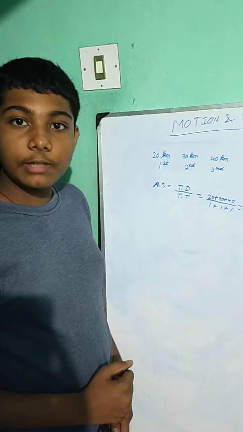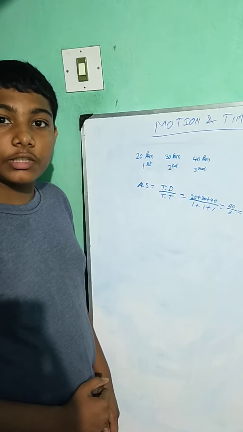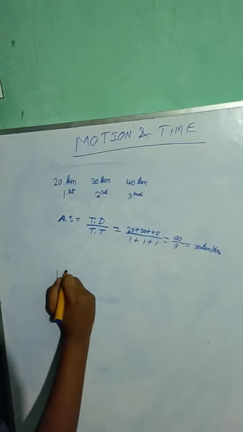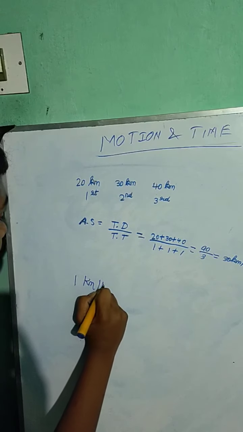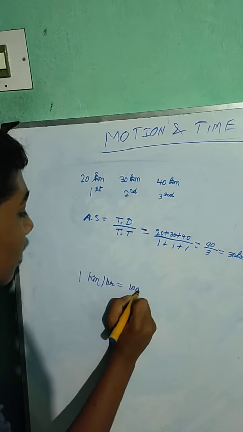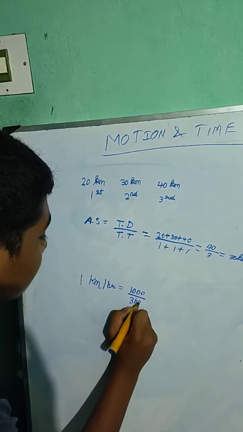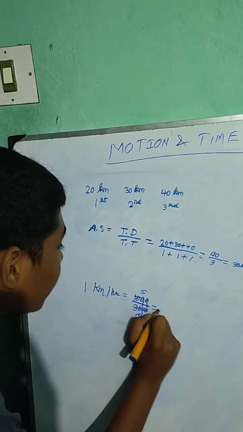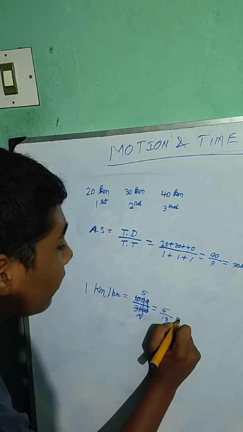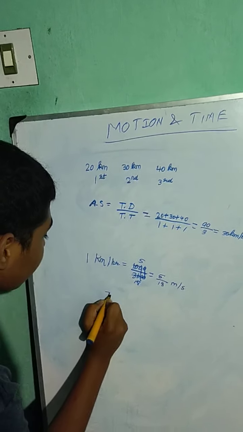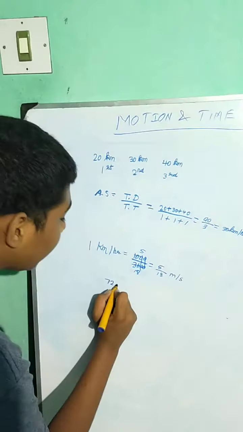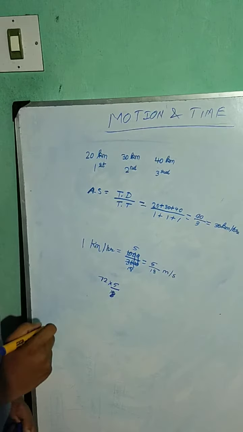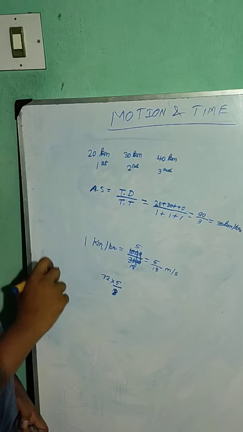Now 1 kilometer is equal to 1000 meter. 1 hour is equal to 3600 seconds. So 1 kilometer per hour is equal to 1000 divided by 3600, which is 5 by 18 meter per second. Now if I want to convert 72 kilometer per hour into meter per second, I can take it as 72 into 5 by 18.